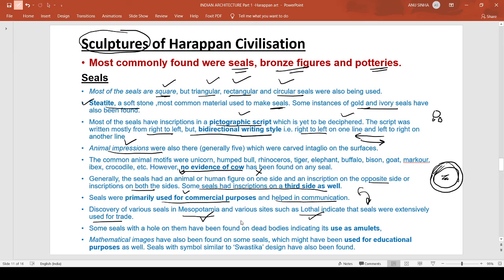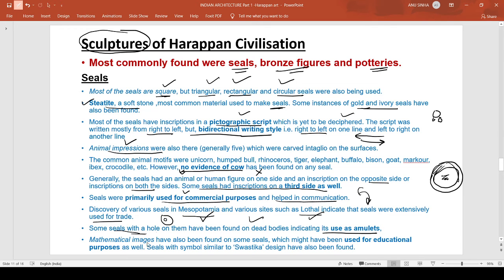So there it says that it might be used for trade purposes. Some seals have a hole on them, like these seals where we can see a hole in it. They have been found on dead bodies, indicating they were used as amulets. Okay, it is found on the dead body.